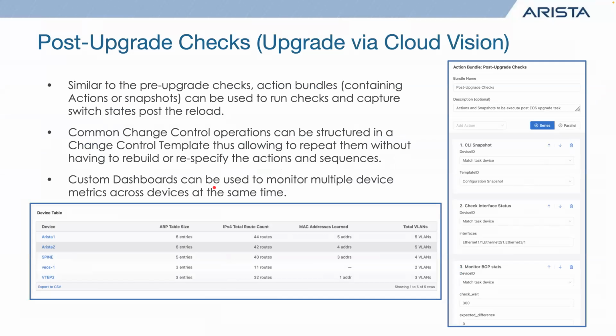Let's just quickly wrap up on the post-upgrade checks. So we did see examples of post-upgrade checks, again, using snapshots and action bundles. We created an action bundle and grouped multiple actions against that action bundle and used them in a template. In addition to that, we have seen sometimes where customers like to compare the switch state, that means including the IPv4 routes that were present on the switch, or maybe the ARP entries that were learned on the switch, or the MAC address table count that was there on the switch before and after an upgrade, or maybe before and after a configuration was pushed on the device.